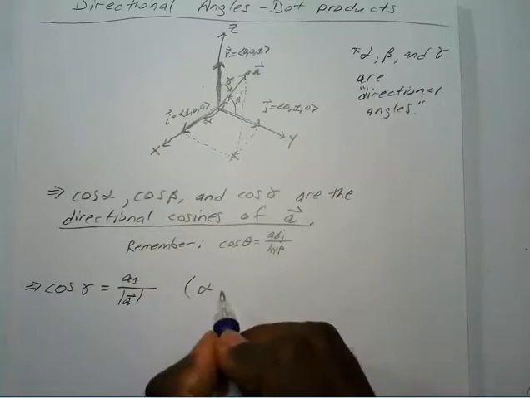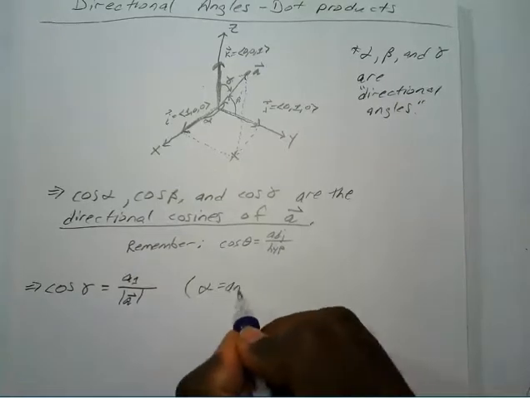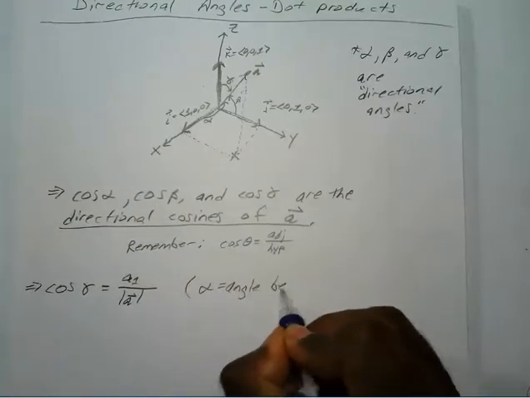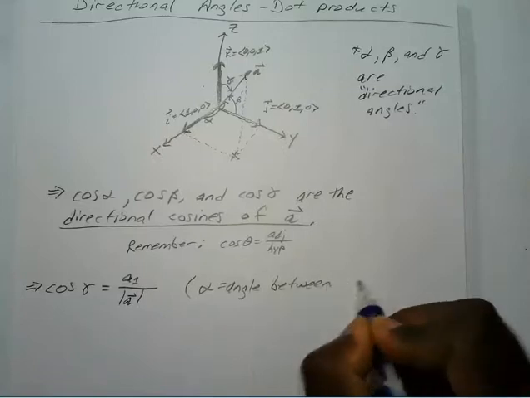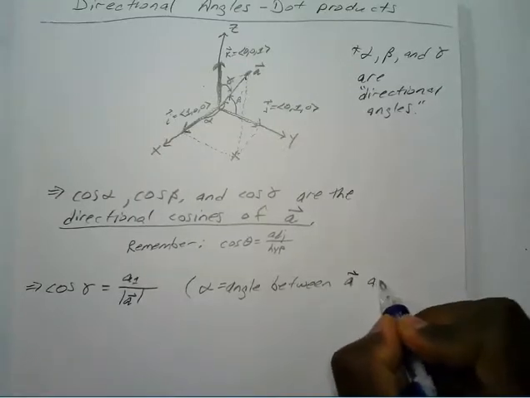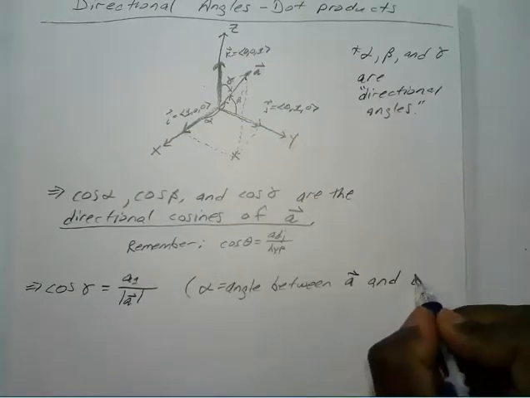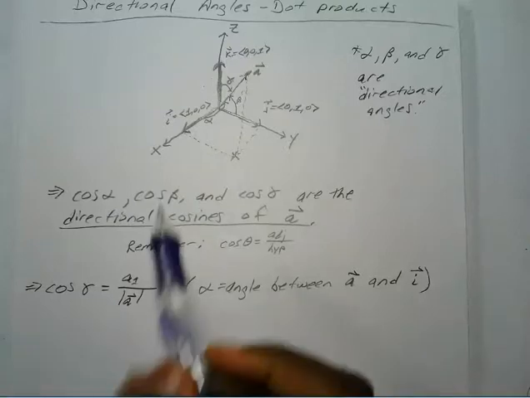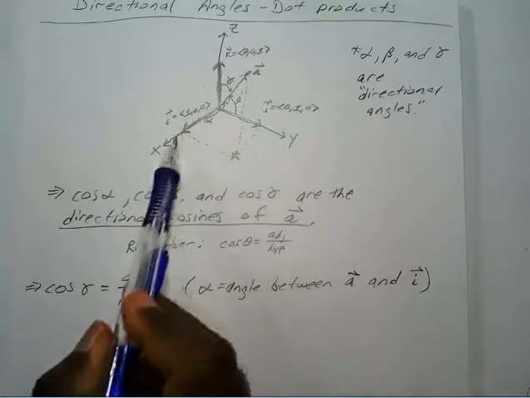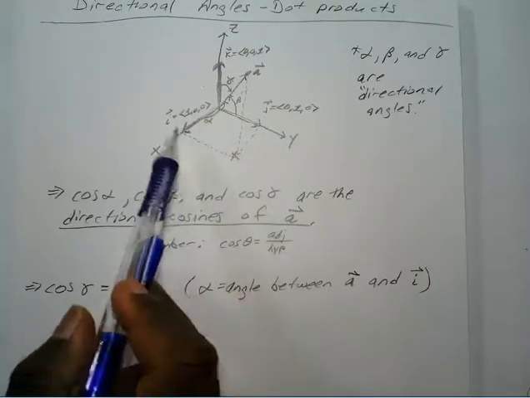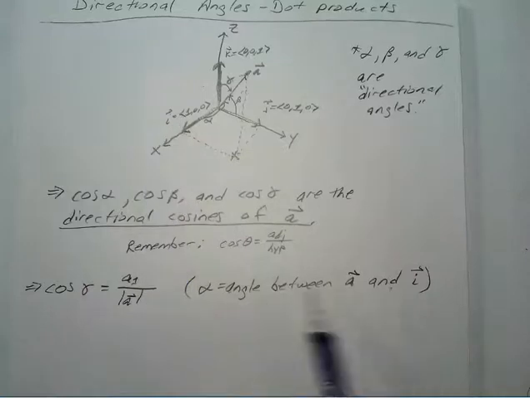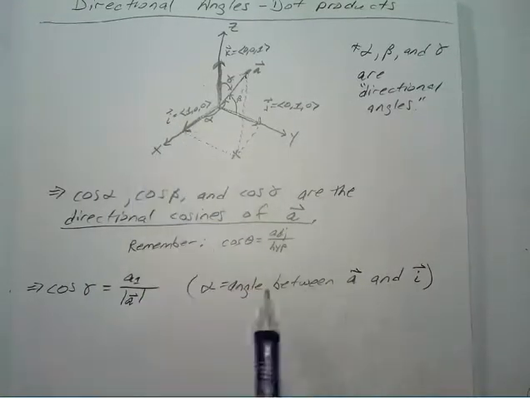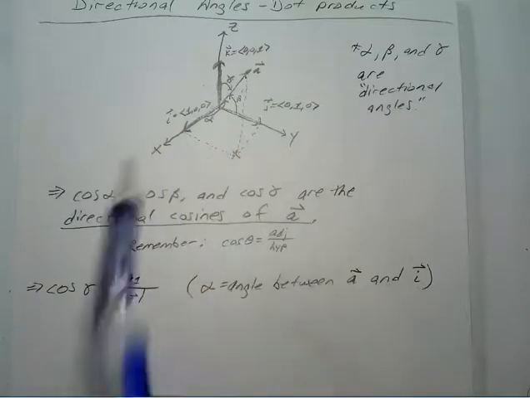Where alpha equals the angle between our vector and our unit vector i. Again, the x value could be any length at all. I just happen to use a unit vector for these examples. But if this had a length of 20, it would be the same thing between A and whatever length that is.